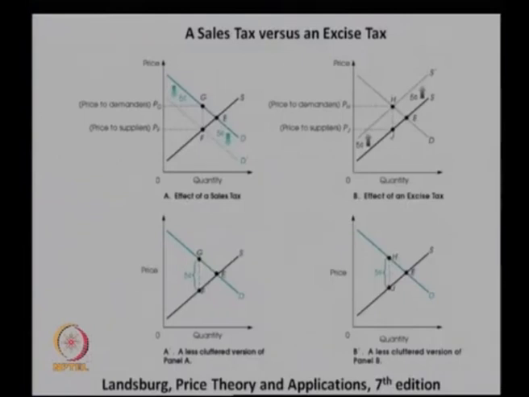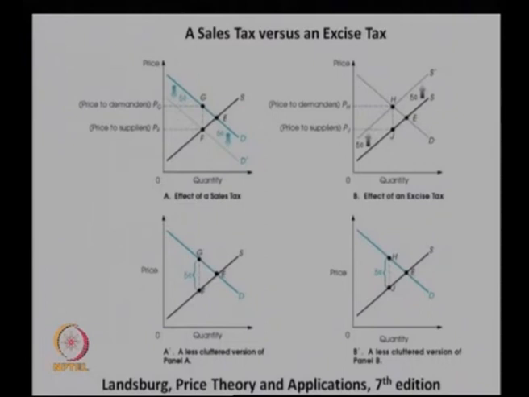Now, this is the graphical representation of sales tax and excise tax, and how they affect demand. Initially, if you look at the first graph, the left-hand top graph, the imposition of tax leads to a decrease in demand from D to D dash, that leads to an increase in the price from PF to PG.